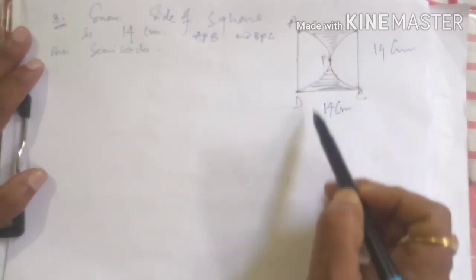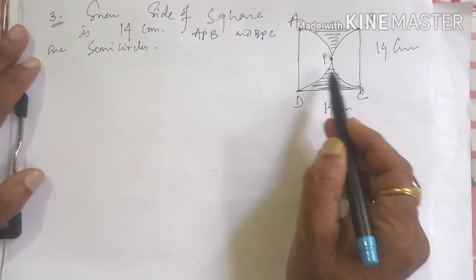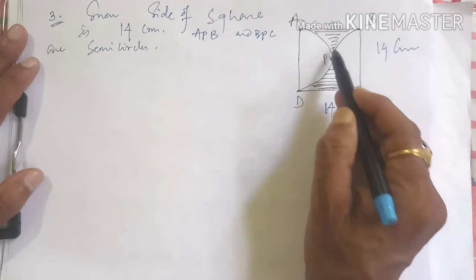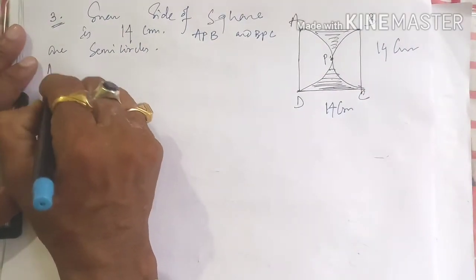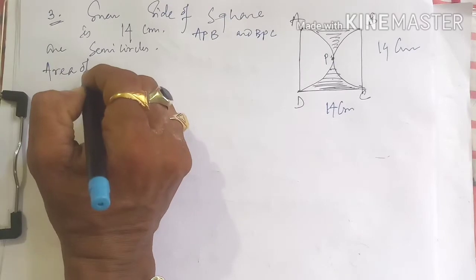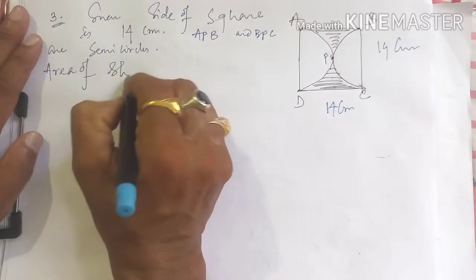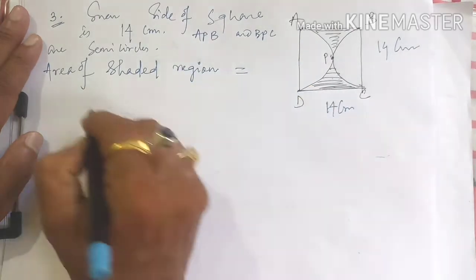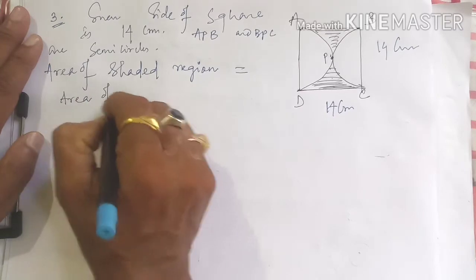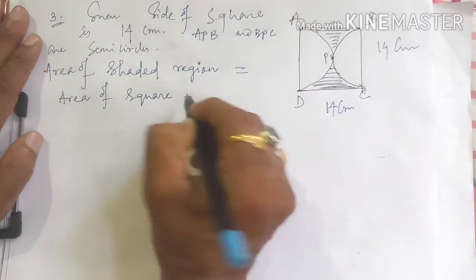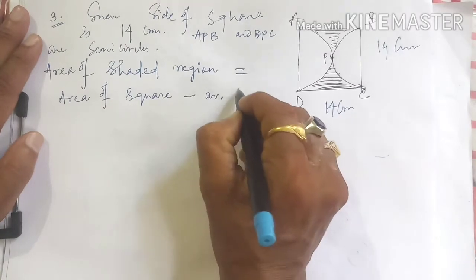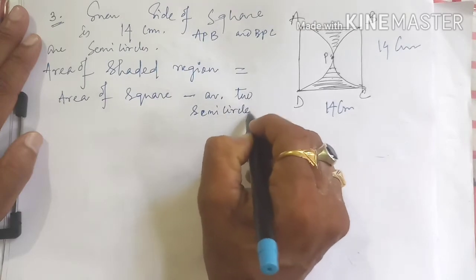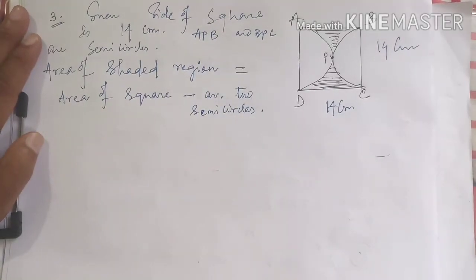You see the area of the square minus the area of 2 semicircles. Area of a square minus area of 2 semicircles, then we can calculate the area of the shaded region. Here I am writing area of shaded region equal to area of a square minus area of 2 semicircles.